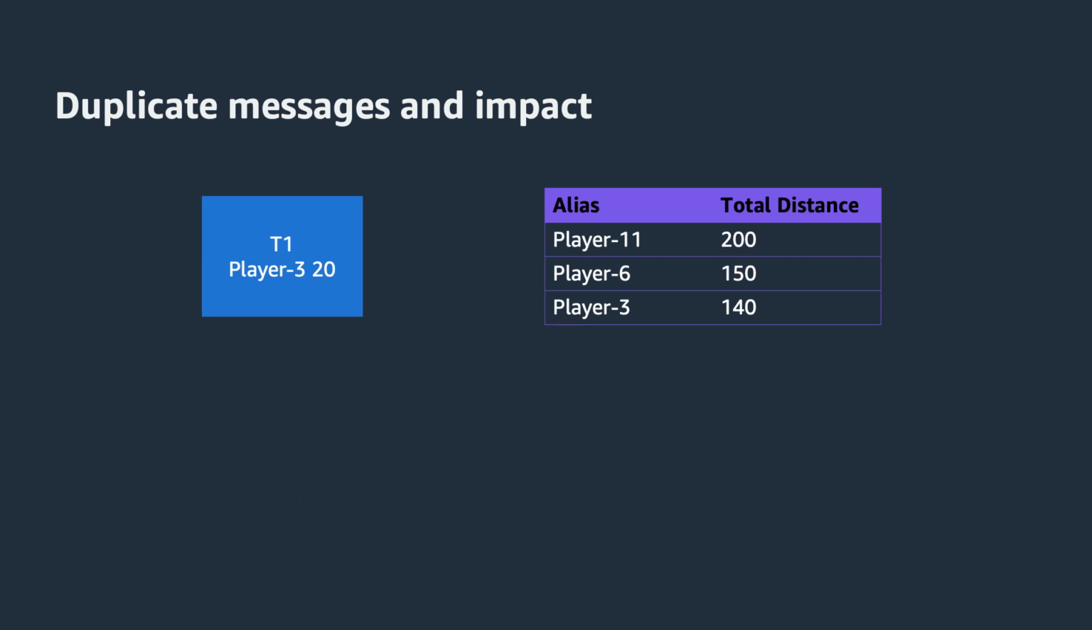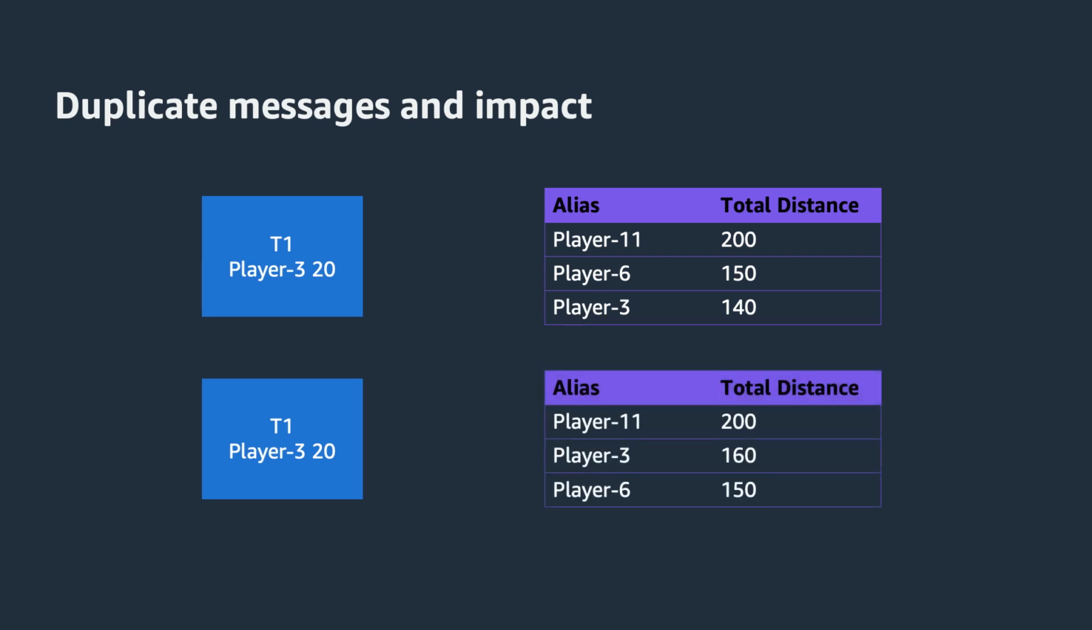For some reason, due to bad networking or a problem in the network, you receive the same event again with player 3 data as 20 at again timestamp T1, which is exactly the same data, but it arrived to you because of the retry. If you decide to process it, you add this 20 value into player 3's record and make 140 to 160 where you shouldn't. Actually player 3 has traveled 140 kilometers, but it pretends like 160, so you have an incorrect leaderboard.